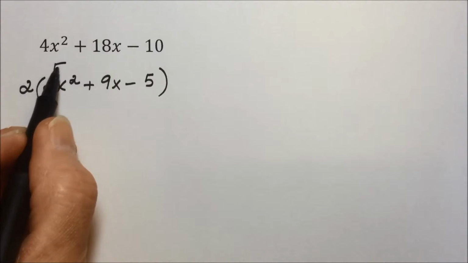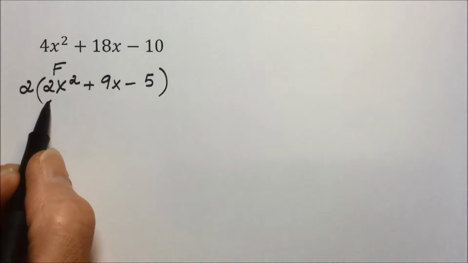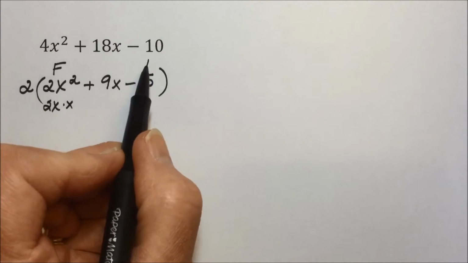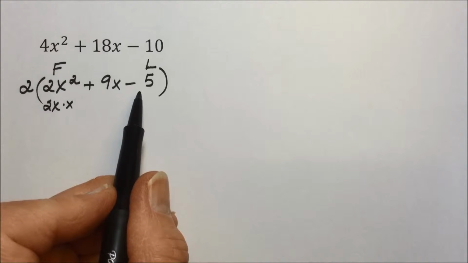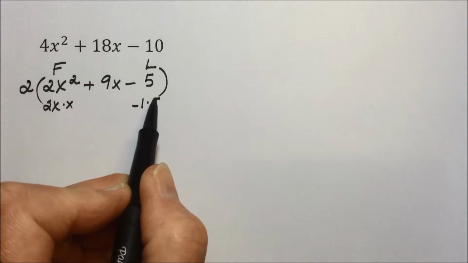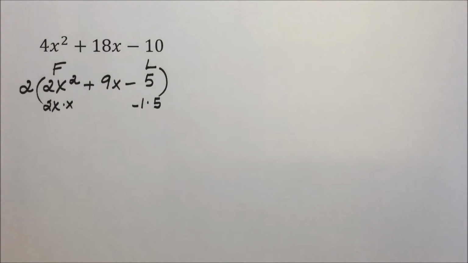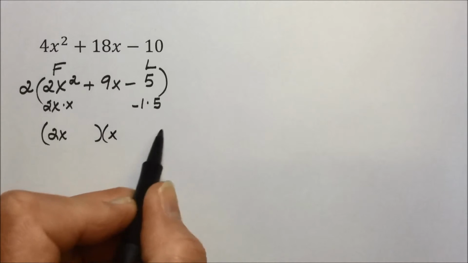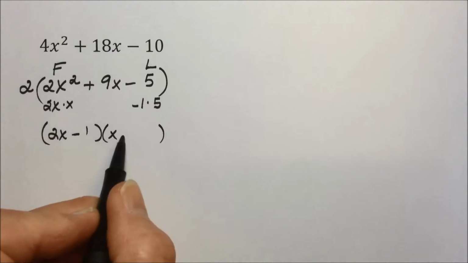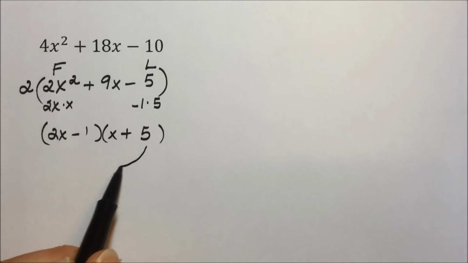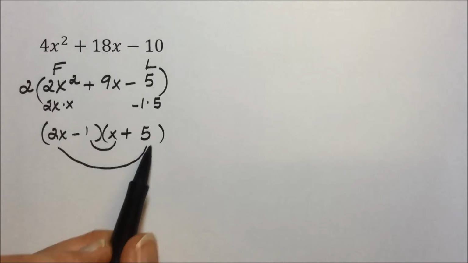To get our first term here from the FOIL method, we would have had to have a 2x and an x. To get a negative 5, which is the result of our last terms multiplied together in our binomials, since 5 is prime, we only have one choice other than switching the signs around. The only way to get a 5 is with 1 and 5. So we can do a quick check here to see some possibilities, 2x and x, putting our minus 1 and our positive 5, and checking on our outside and our inside.